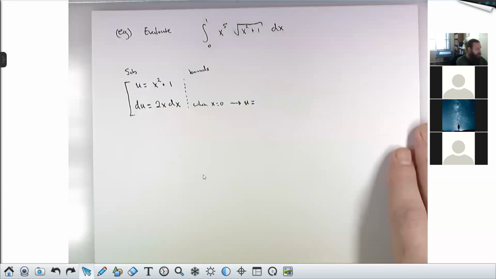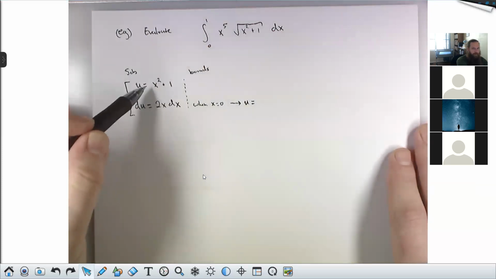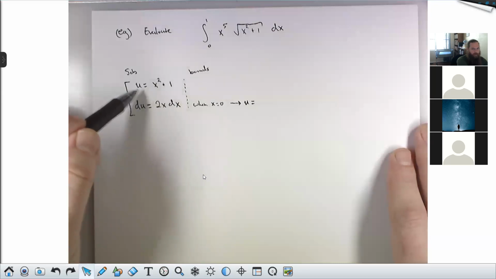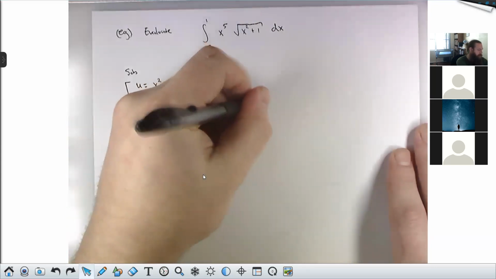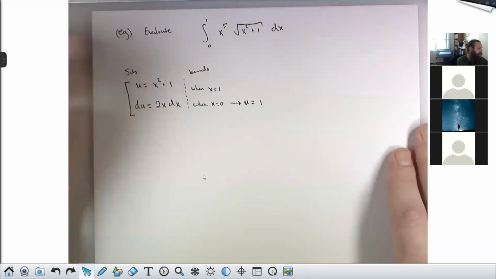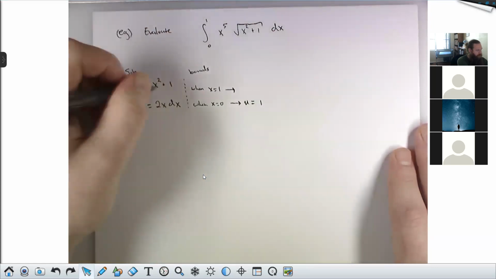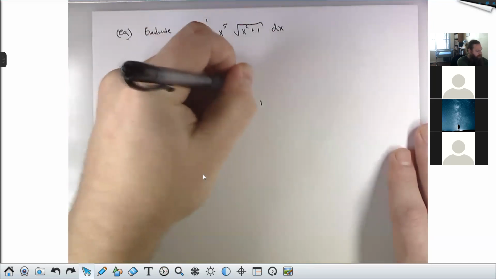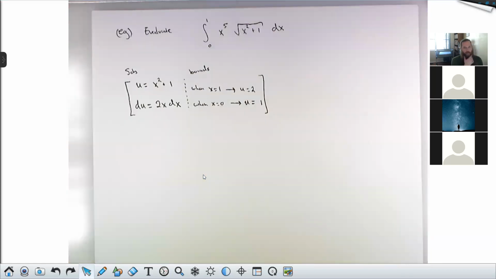1. Yeah, very good, right? We plug 0 in here. This is the Bible to go back and forth from x's to u's. So when x is equal to 0, u is equal to 0 squared plus 1, which is 1. And when x is equal to my old upper bound, which was 1, u will be equal to 1 squared plus 1, which on a good day is 2. So here's all the stuff I need for my little u sub.